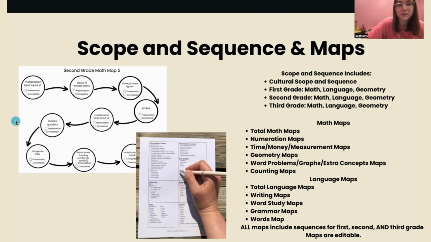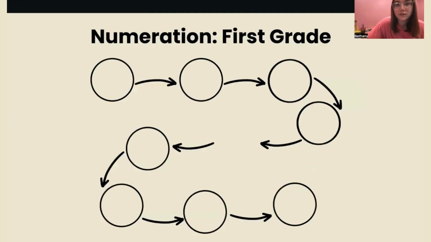This is just an example of the map, so when they get the presentation, they could check it off, or when they get it completed, they could check it off. If for some reason you don't want the students to have it so they can see next and ask you for the presentation, you could always just keep the scope and sequence and maps to yourself and just know what to present next to them. You could even do it as a whole grade level chunk. So let's get into the numeration for first grade.